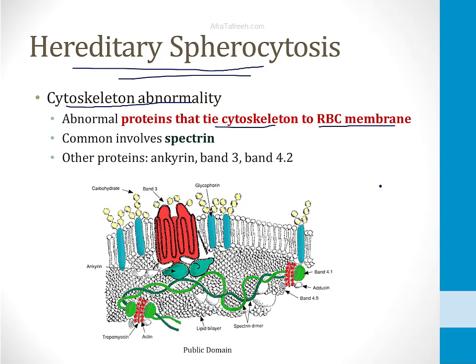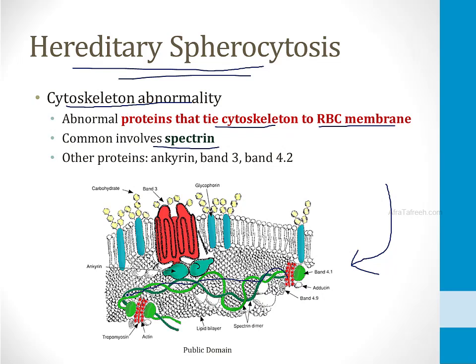There are lots of different proteins that are involved in tying the cytoskeleton to the red blood cell membrane. I've shown a picture of some of them on the screen here. Many different proteins have been described as being abnormal in different cases of hereditary spherocytosis. Some of the commonly involved proteins include one known as spectrin. Spectrin is this double strand running the length of the membrane here in this picture.